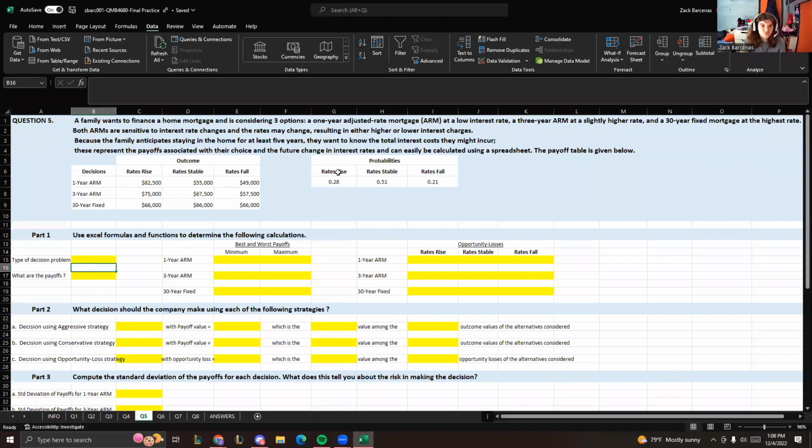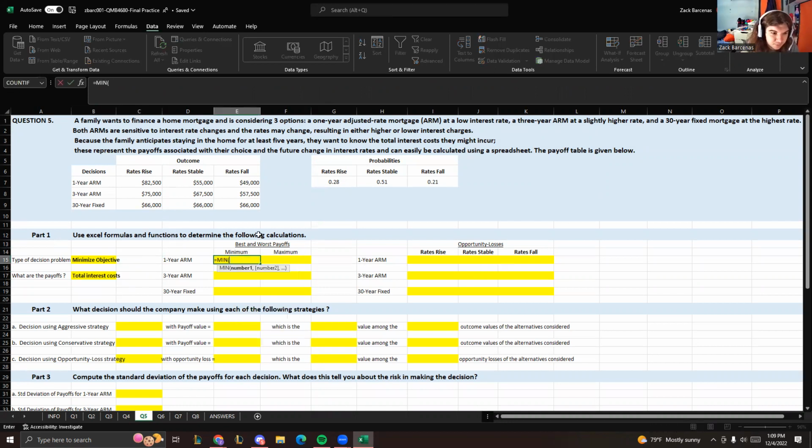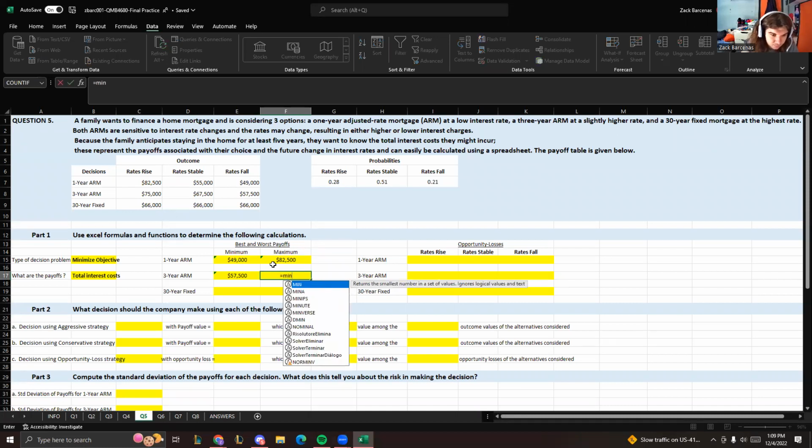All right. So after reading the problem, we can conclude that this is a minimized decision problem. The minimized objective, and what we're looking for, or what the payoffs are, is the total interest costs. So this is pretty straightforward. This just asks for the minimum of this and the maximum. So we're going to do that for all of them.